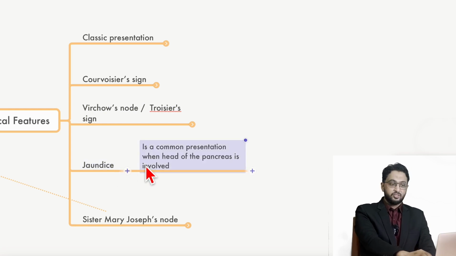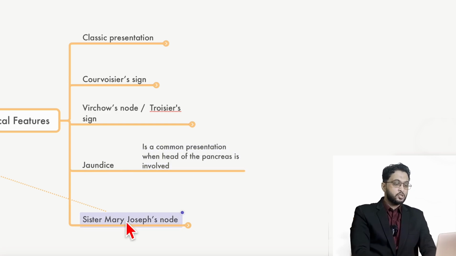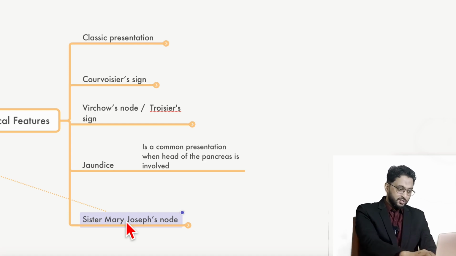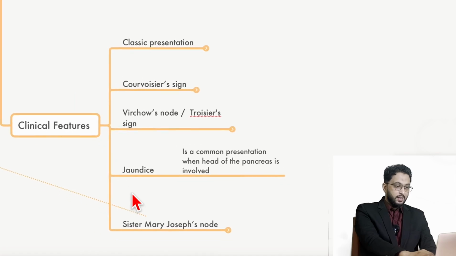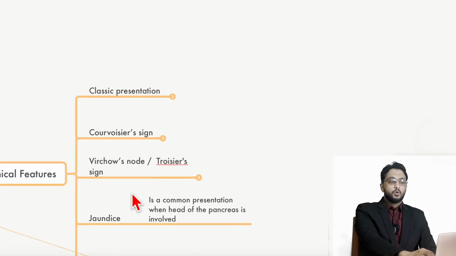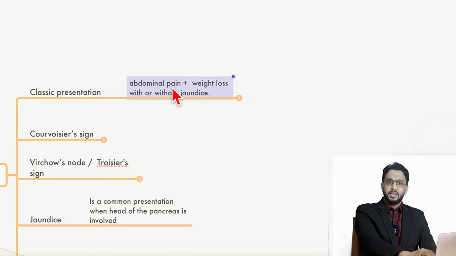It's a common presentation when the pancreatic head is involved, head of pancreas. Please note this. And one more, a very funny story behind the Sister Mary Joseph node. Okay, Sister Mary Joseph node. So let's go one by one. What is a classical presentation? Abdominal pain, with weight loss, with or without jaundice.